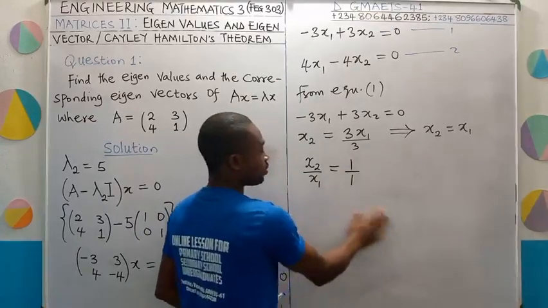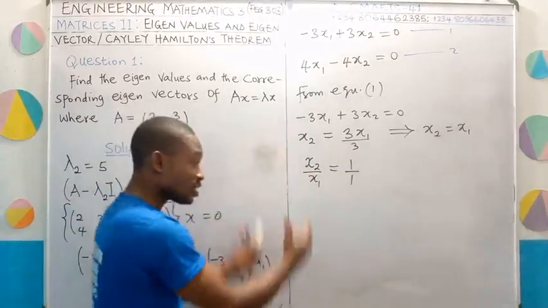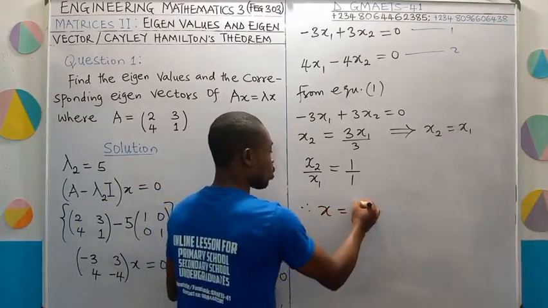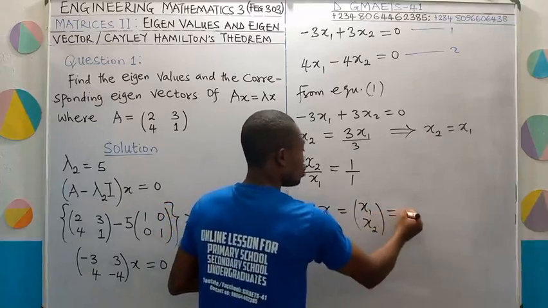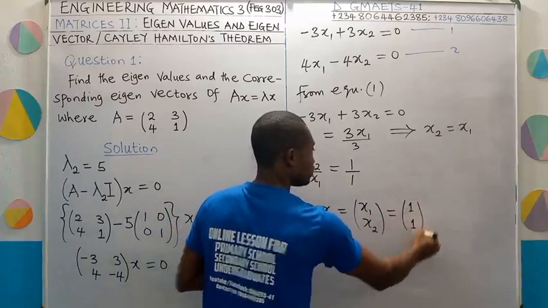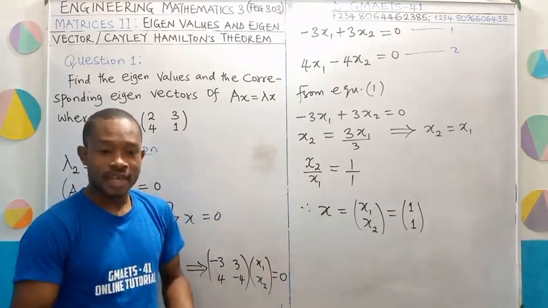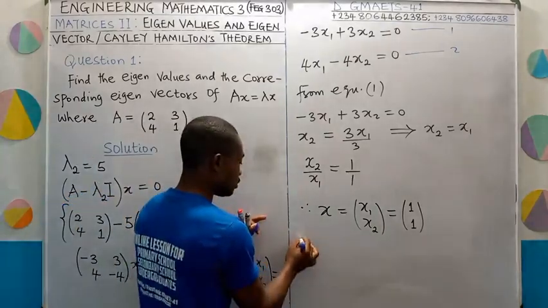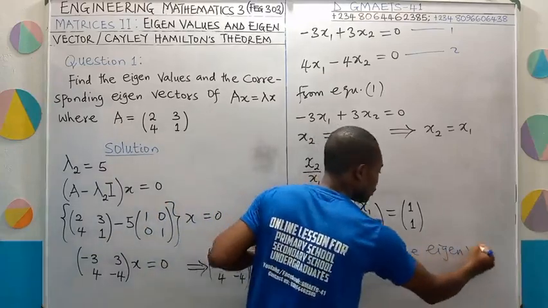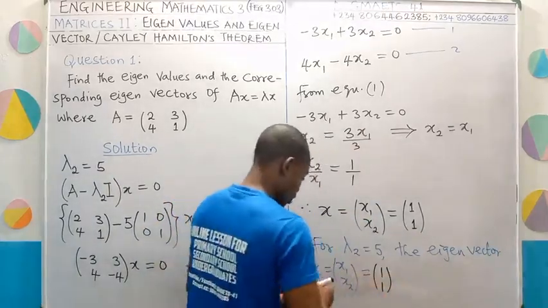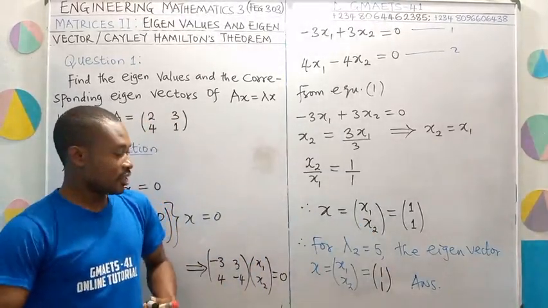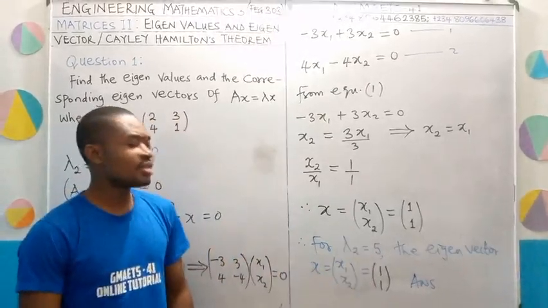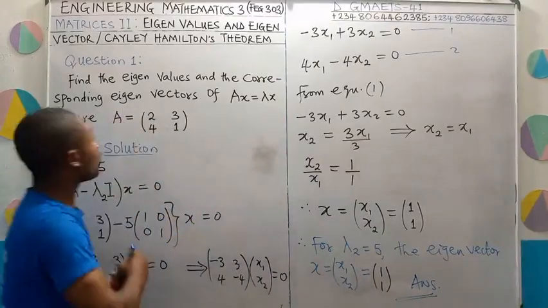And 1 over 1 will still give us 1, but I don't want to write it as 1, because I want to bring my result out for values of x1 and values of x2 as a column vector. Therefore, x, which is equal to x1, x2 as a column vector, will be equal to 1 and 1. Does this make sense? And we have obtained our eigenvector for lambda 2 equal to 5. Let's conclude. Good. So you see for lambda 2 equal to 5, the eigenvector that we've obtained is simply 1, 1. And this is how we are done with solving this problem.